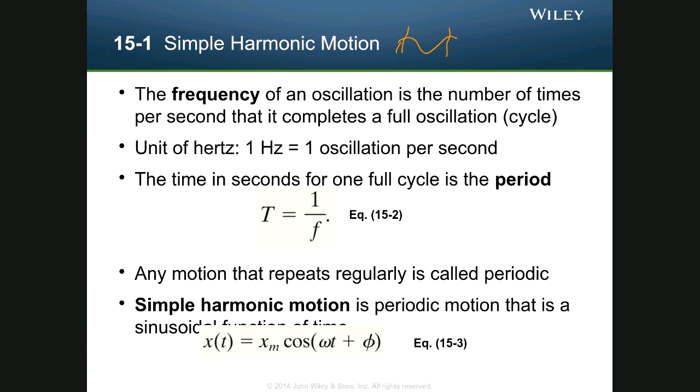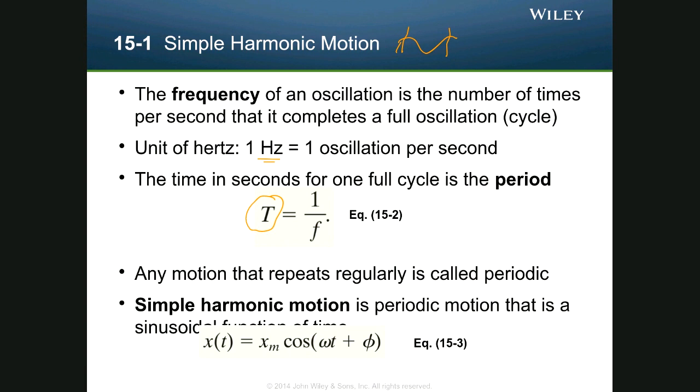So the unit of frequency is named after Heinrich Hertz and is abbreviated as the Hertz. And remember, frequency is 1 oscillation per second, and it's defined this way so that 1 over the period is the frequency, and 1 over the frequency is the period. You can do that pretty easily. Now, any motion that repeats regularly is periodic. We saw that with the square wave and the sawtooth wave in the last slide we went over.